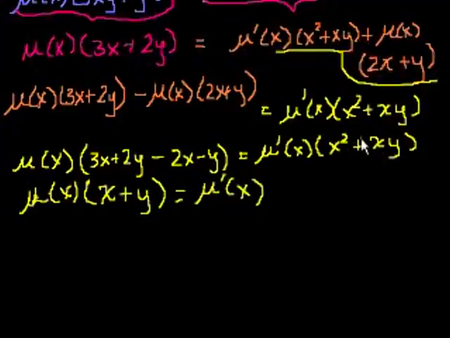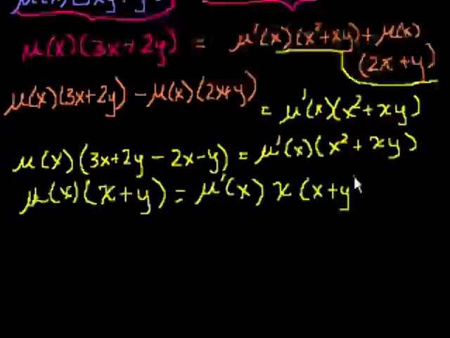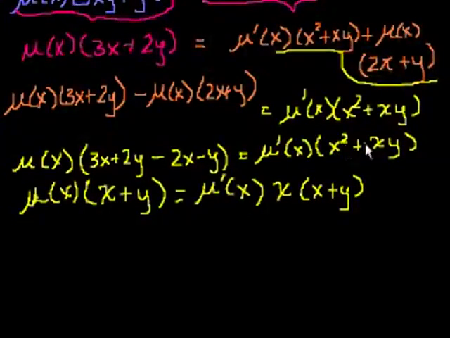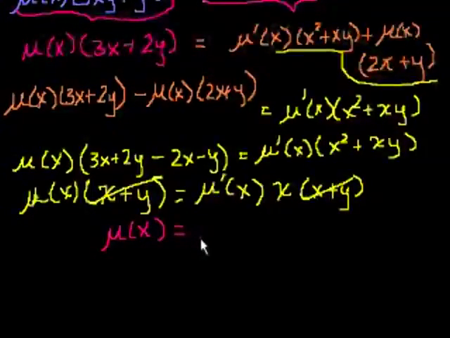Let's factor out an x here. The reason I'm doing that is because if I factor out an x here, I'll get an x plus y. So this is mu prime of x times x plus y. Right? x times x plus y is x squared plus xy. So that's why I did it. And I have this x plus y on both sides of this equation, which I will now divide both sides by. So if you divide both sides by x plus y, we could maybe assume that it's not 0. That simplifies things pretty dramatically. We get mu of x is equal to mu prime of x times x.